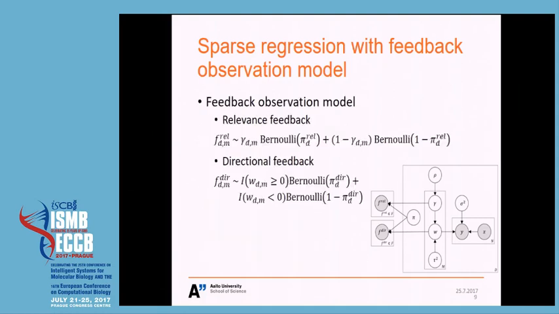And then how does the feedback come into this model? We assume that they are observations about the latent variables in the model. So this relevance feedback is an observation about the relevance of that feature, and we also allow a small probability that the expert might be wrong. So even though the feature is relevant, the expert might say otherwise. And the same for this directional feedback, so it's an observation about the sign of the regression weights.